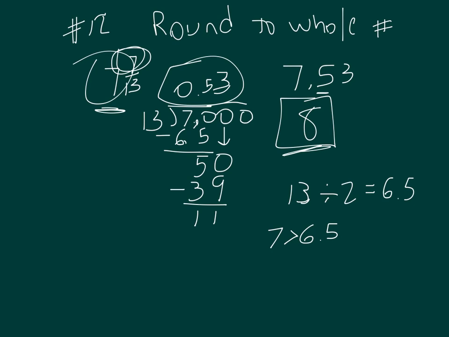So as long as the numerator is greater than or equal to half of the denominator, you round up. If it's less than half the denominator, you would round down. That's easier. So that's the quicker way of getting the round to the nearest whole number when you've got a fraction there.